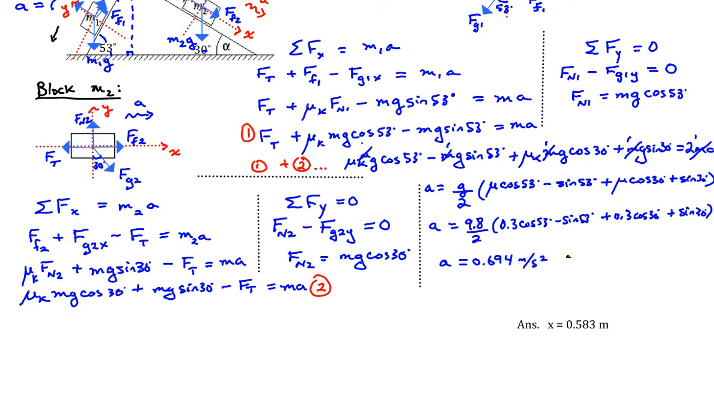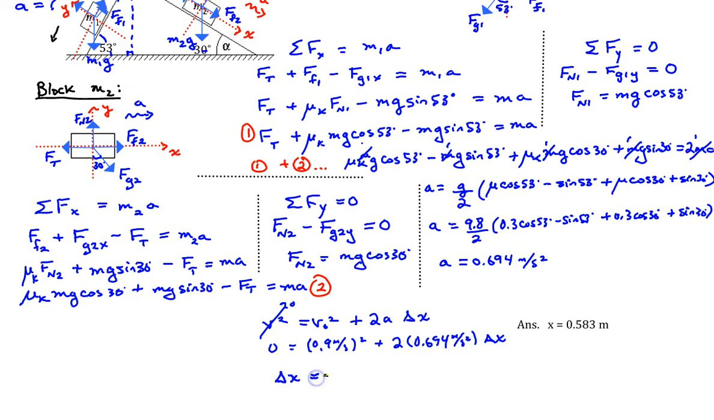So now the last part is to substitute that into your kinematics equation. Let's use v squared equals v0 squared plus 2a delta x. Our final speed is 0, so 0 equals our initial speed of 0.9 meters per second squared plus 2 times the acceleration, 0.694 meters per second squared times delta x. And that will get you an answer of 0.583 meters. So quite a long problem.